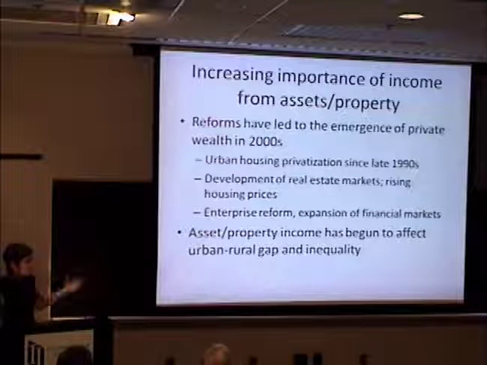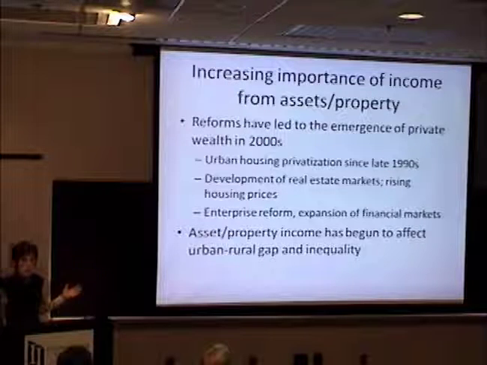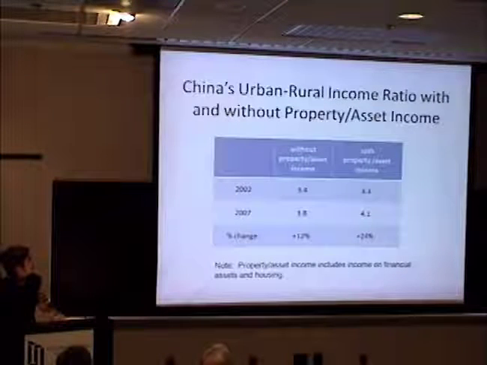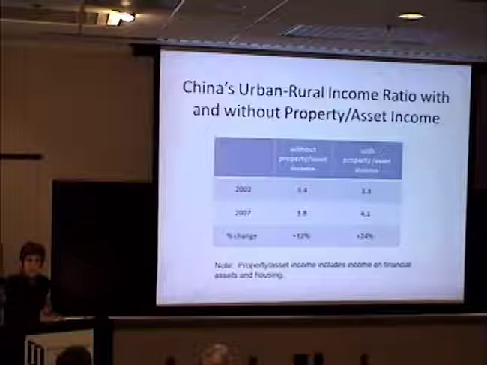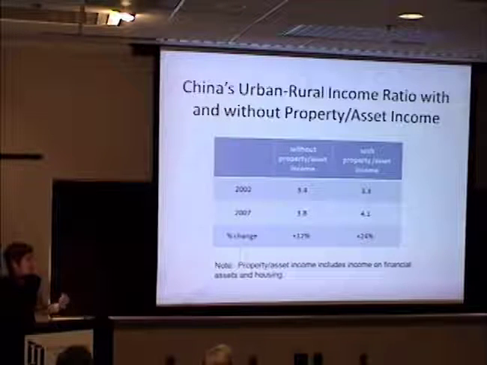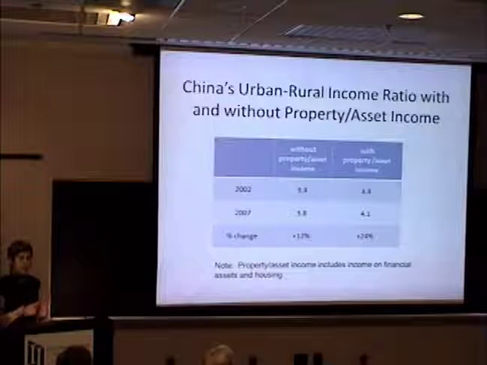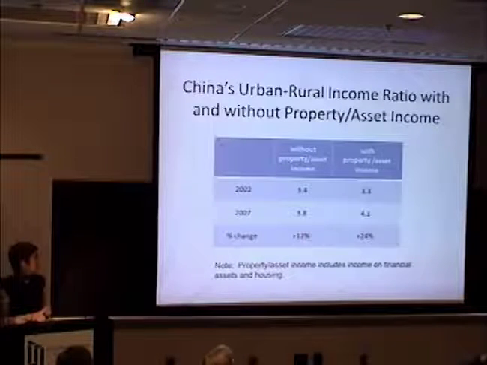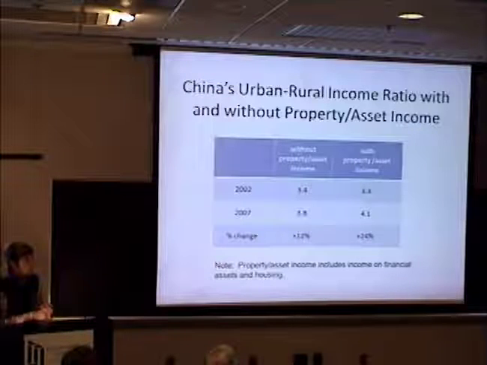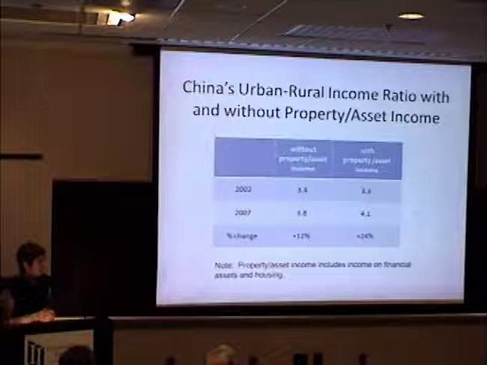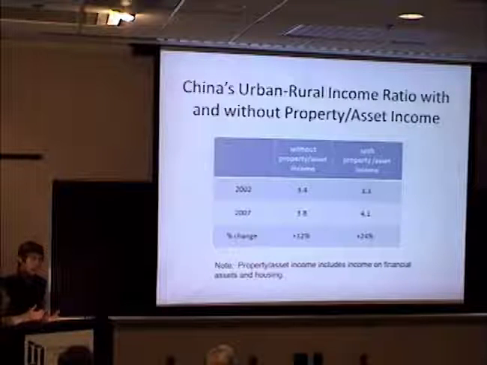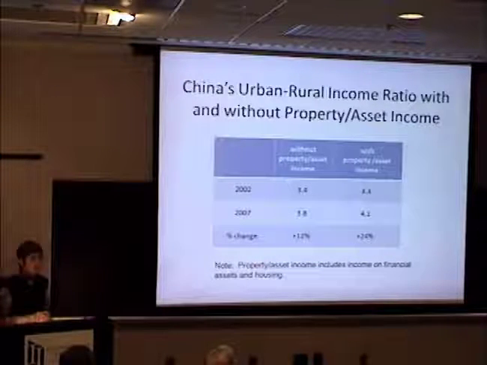So with these reforms, income from assets and property has become more important, and it's begun to affect both the urban-rural income gap and overall inequality. So here I've measured the urban-rural income gap, excluding income from property and assets, and including it. Here we're defining this income very narrowly, just to include income from financial assets and the imputed income from owner-occupied housing. If you exclude that income, the urban-rural income gap increased about 12% between 2002 and 2007. If you include it, the urban-rural income gap increased almost 25%.